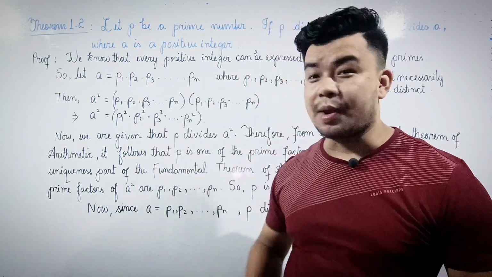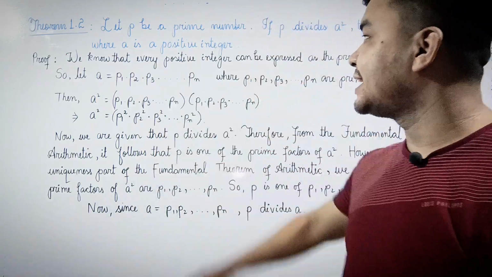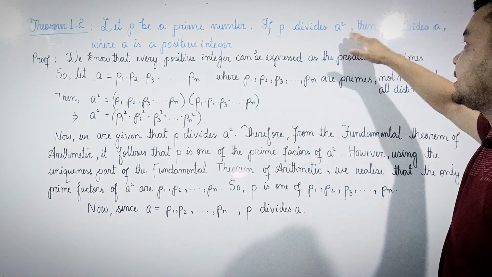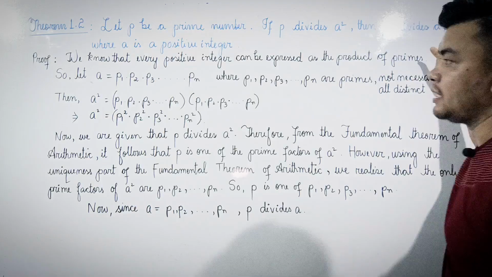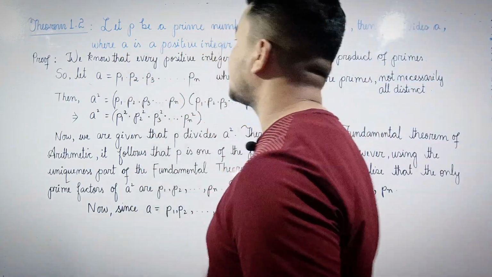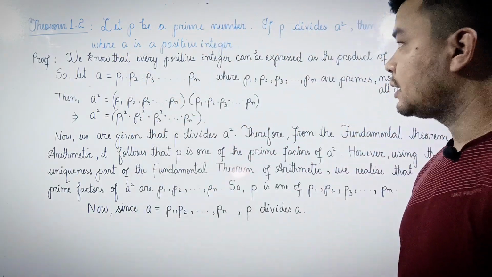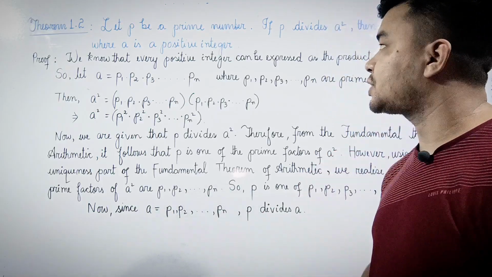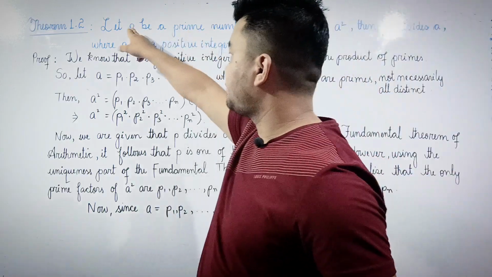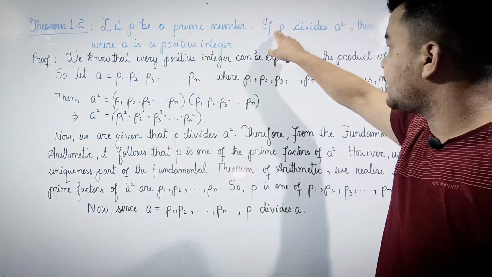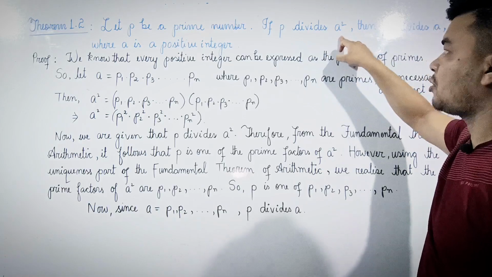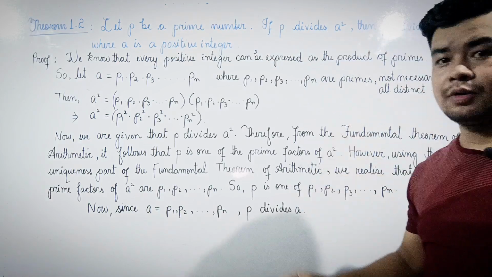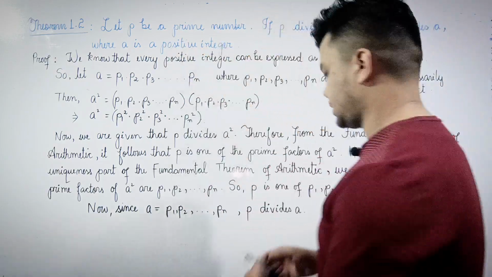Let's prove Theorem 1.2. Theorem 1.2 says: let P be a prime number. If P divides A square, then P divides A, where A is a positive integer. Here we know that prime numbers are the numbers which have exactly two factors. P is a prime number. If this P divides A square, then that P will also divide A. This A is a positive integer.